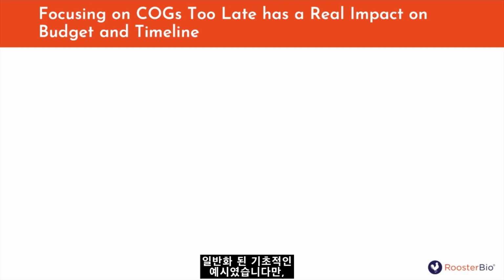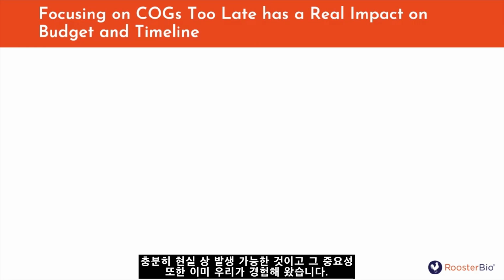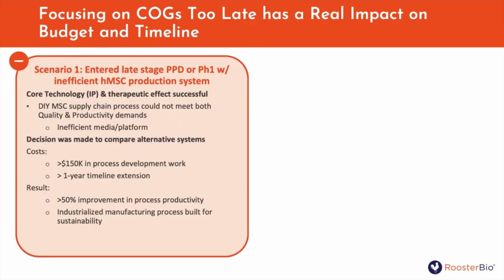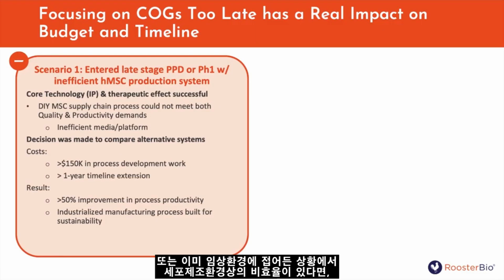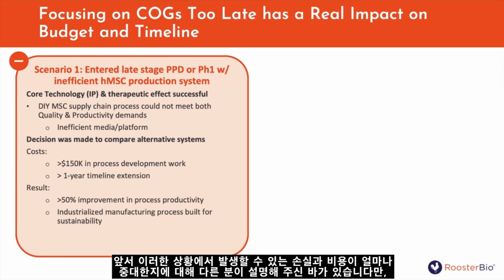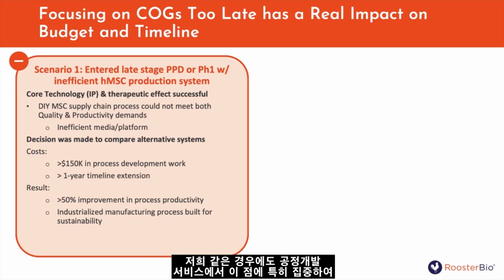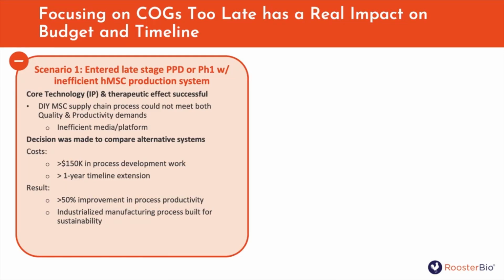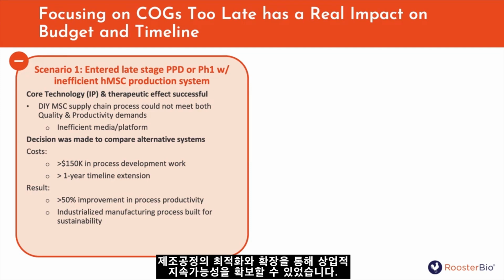While this was just a basic example, we've seen the importance of this across the industry space unfold in real time. Entering late-stage product and process development or a clinical setting with an inefficient commercial or DIY cell manufacturing solution can and has demonstrated significant losses, with significant cost and money influxes to ultimately improve. And this has been a focus of a lot of our development services work, both optimizing and scaling manufacturing processes, ultimately to build in commercial sustainability.